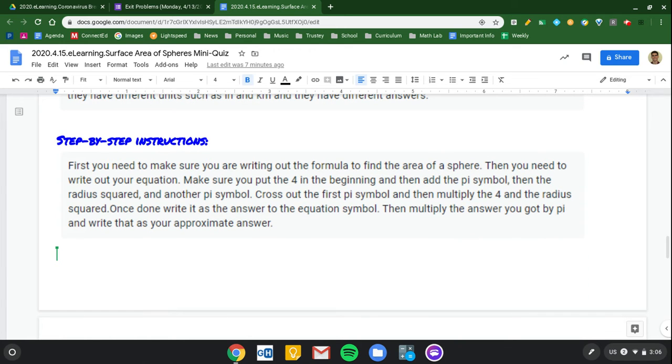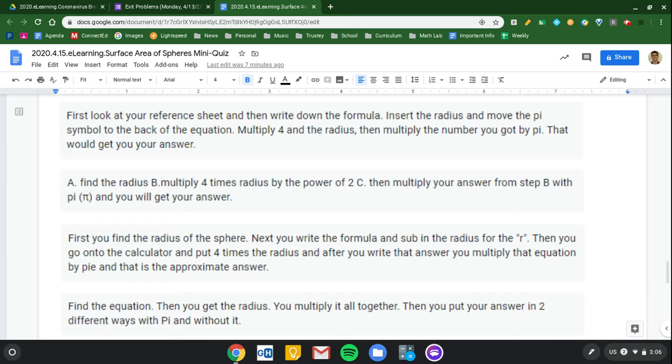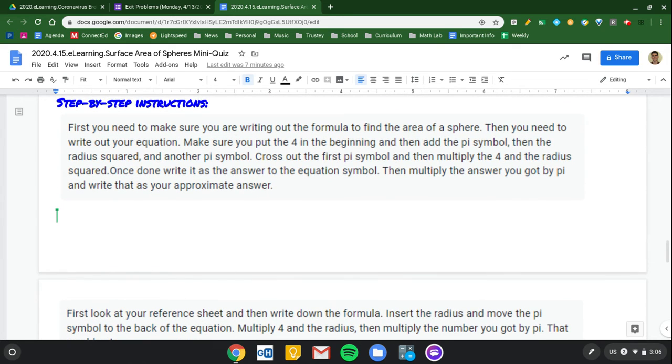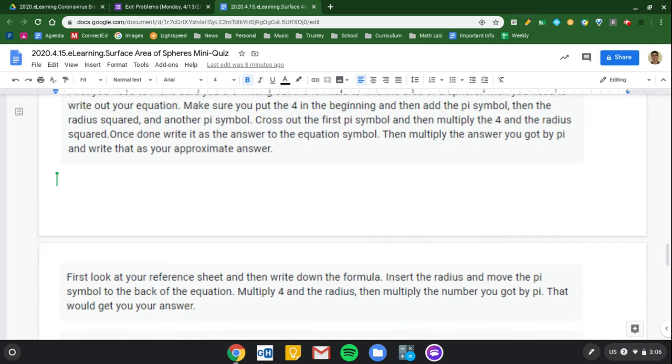Now, step-by-step instructions. There were so many good ones that I had a hard time listing them all out. So let's review. This person listed, first you need to make sure you write out the formula. Yes, you may use your formula sheet for the quiz and beyond. Then you need to write out the equation. Make sure you put 4 in the beginning, add the pi symbol, and then the radius squared. Thank you for writing that. Another pi symbol because we're going to cross off the first pi symbol. We'll talk more about that in a bit, perhaps. Multiply 4 and the radius squared. Once done, write it as the answer with the pi symbol here. Then multiply the answer by pi to get an approximate answer. Ooh, I like that word. We're going to talk more about that in a minute.